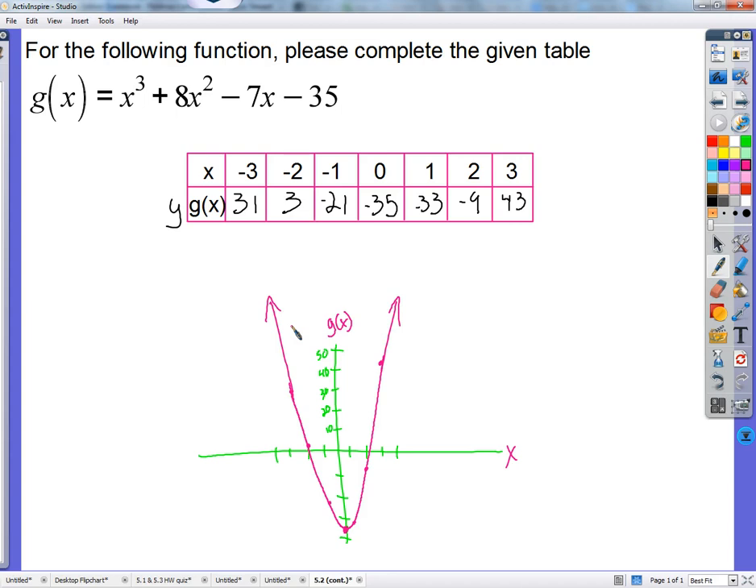This is what's called end behavior. When we get far, far to the right and far, far to the left, what will it do? Will this side go up this way, or will it go off in that direction? Okay. Here's another way. Let me go back a little bit. Here's another way of asking that question.